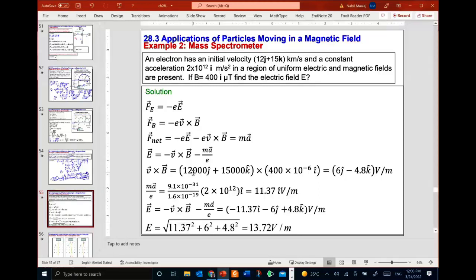Any questions so far? Using electric and magnetic fields, we've seen a number of instruments: the velocity selector, the mass spectrometer, the cathode ray tube, which was basically the television tube, and the cyclotron. These are very important instruments that even nowadays are still being used.